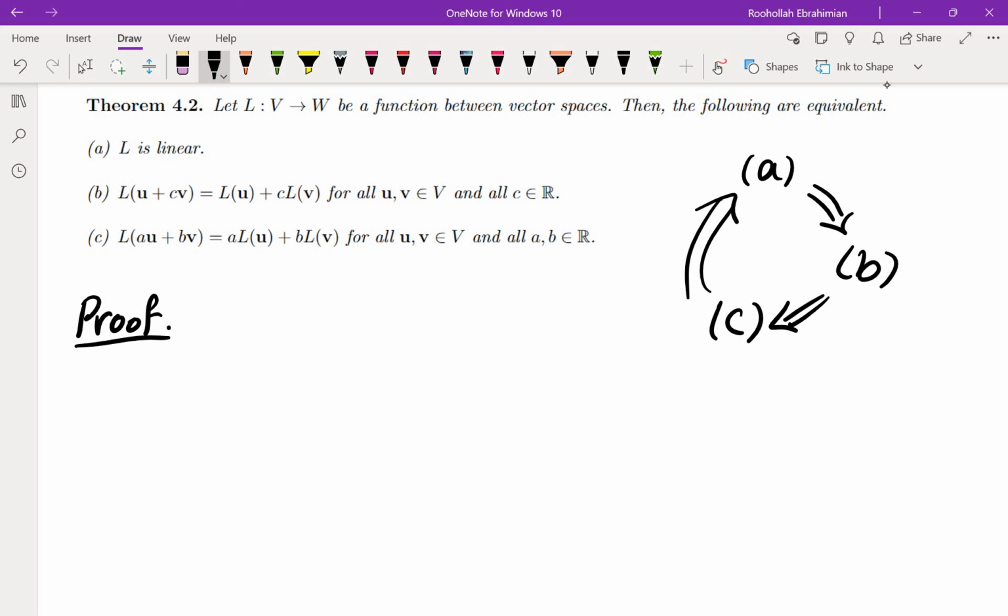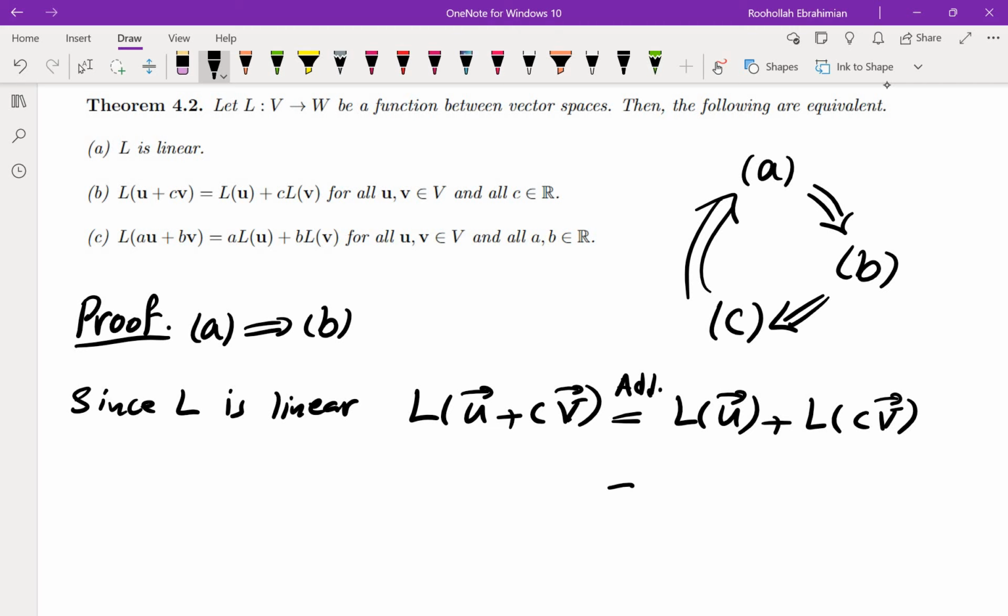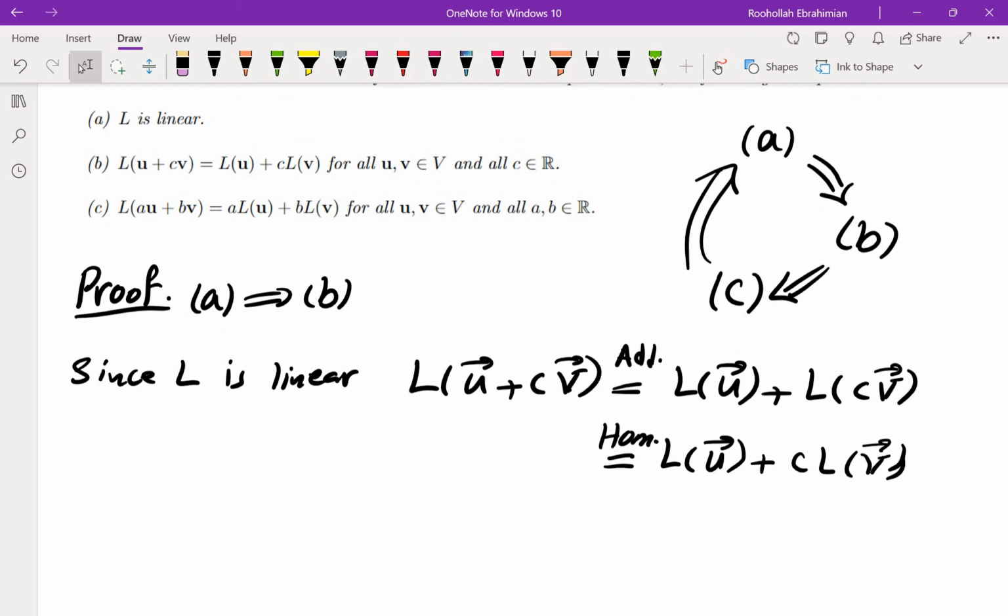So let's just start with A. A implies B. So this is what we're going to do. Suppose L is linear. Since L is linear, L of U plus CV is equal to L of U plus L of CV. And this one comes from additivity. And that's equal to L of U plus C L of V. And this one comes from homogeneity. So we showed that if L is linear, then it would also satisfy B.